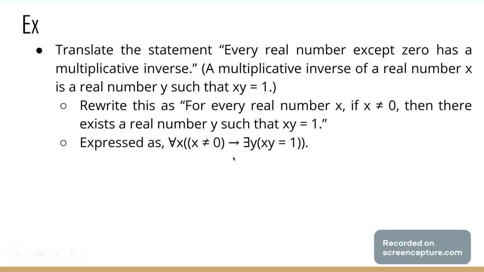Okay, this can also be simplified. Since y is only in the second part, the range of y is only in the second part, I can write it as a nested statement. For all x, there exists y such that x not equal to 0 implies xy is equal to 1. That's also the same statement, it's the equivalent statement.